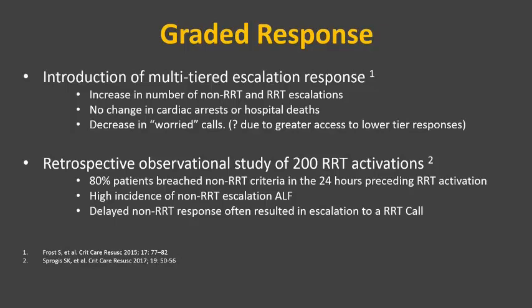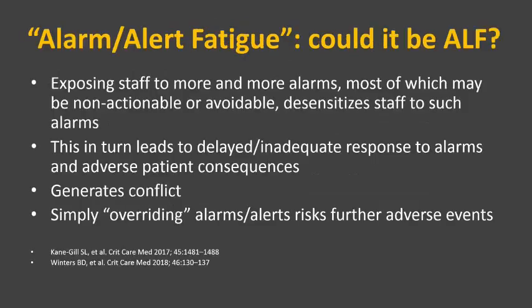Graded response has been looked at by some other centres as well. They've also documented an increase in the non-rapid response team escalation calls, and they've noted a spillover increase in rapid response team calls in association with all of that. The other studies have also documented a higher rate of afferent limb failure in the lower tiers without necessarily an improvement in patient outcome.